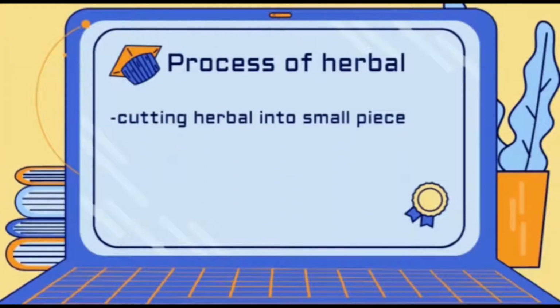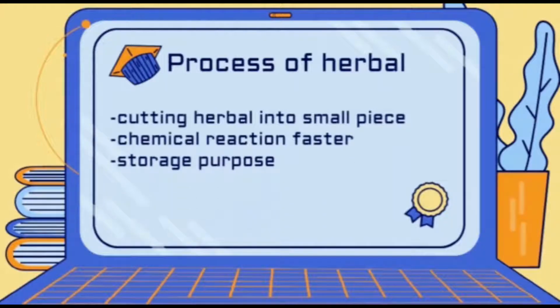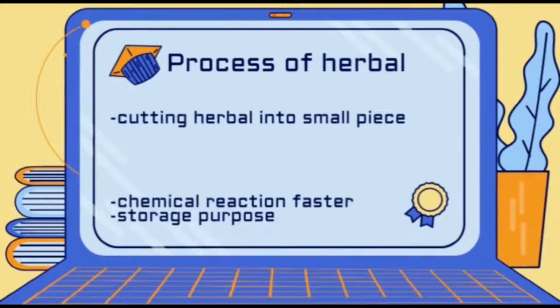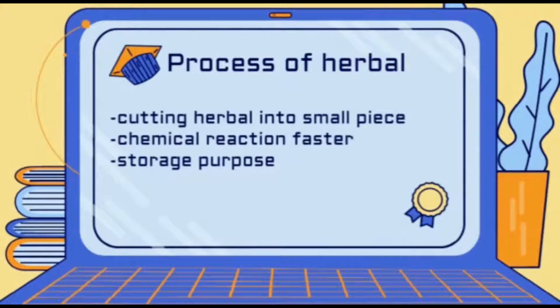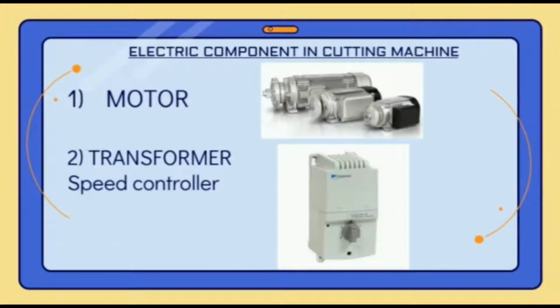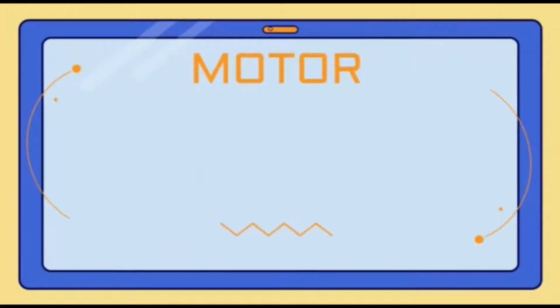The process of herbal cutting involves cutting the herbal into small pieces to make the chemical reaction faster for storage purposes. Electrical components that are the most important part in the cutting machine include the motor and transformer speed controller. A high performance motor is required in cutting because it allows the machine to cut the herbal faster, more precisely, and minimizes the wastage of electrical energy.